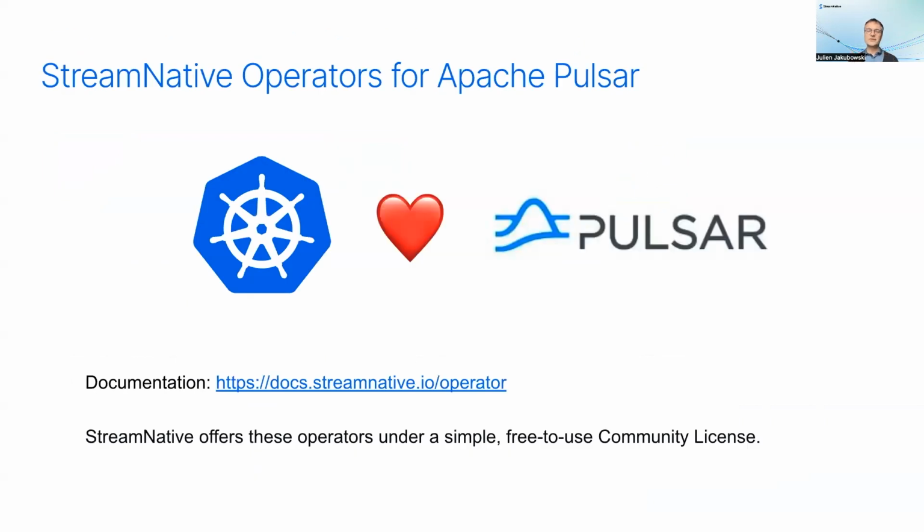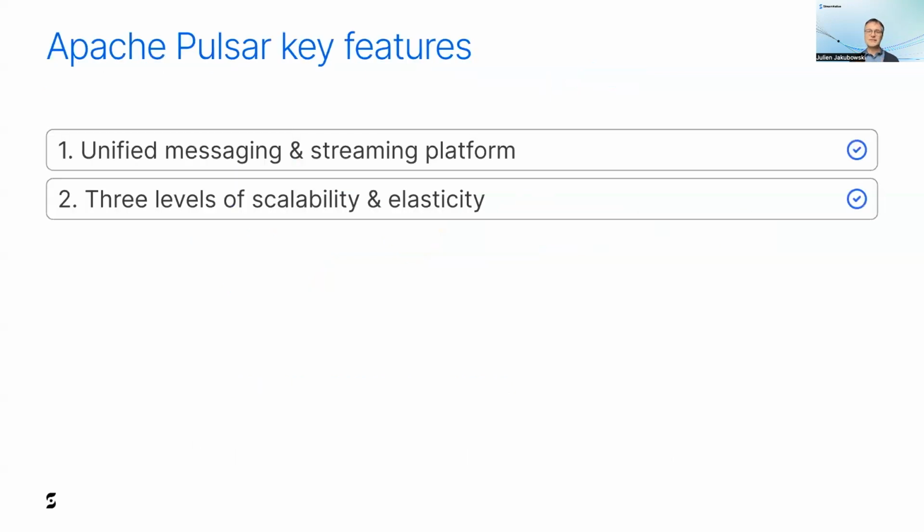To ease the use of Pulsar in a Kubernetes environment, StreamNative developed Kubernetes operators. These operators facilitate the deployment of Pulsar clusters on Kubernetes. You can define your desired cluster configuration using familiar Kubernetes manifest files, and this allows for seamless scaling and facilitates the installation of additional components. You can find the documentation on the StreamNative website, and StreamNative offers these operators under a simple and free-to-use community license.